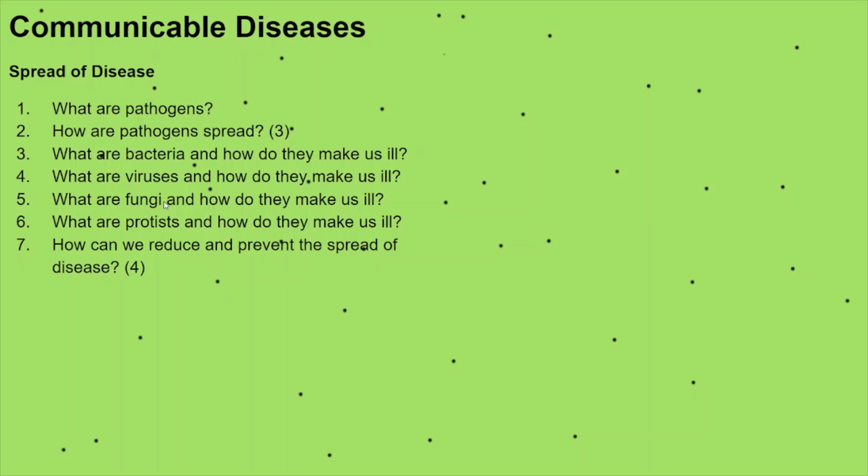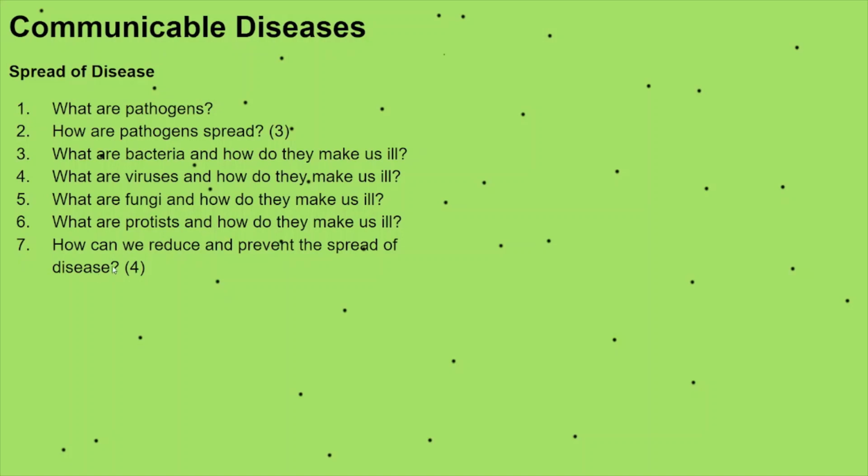Fungi can be single-celled, they can be hyphae, which are like lots of little string-like structures. Basically, they land on our skin, our feet for example, and they penetrate into our skin using their hyphae, so they kind of grow into it, and this makes us ill. And protists, they're eukaryotic cells, and they are parasites, so they will live inside our body and cause us damage and make us ill by using our body's resources.